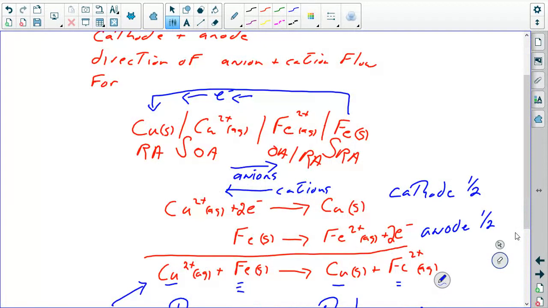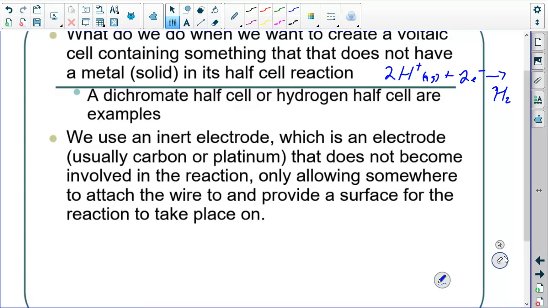Here we had reactions taking place on the copper, and the reaction included the iron anode. We need a place for that reaction to happen. So we are going to deal with a carbon or platinum electrode. And this is a carbon electrode.